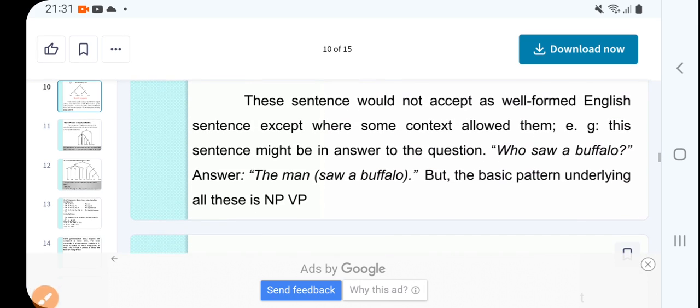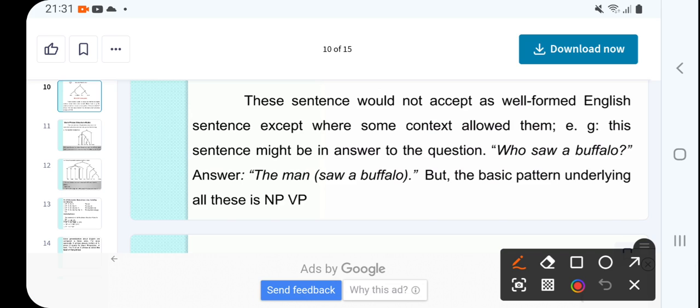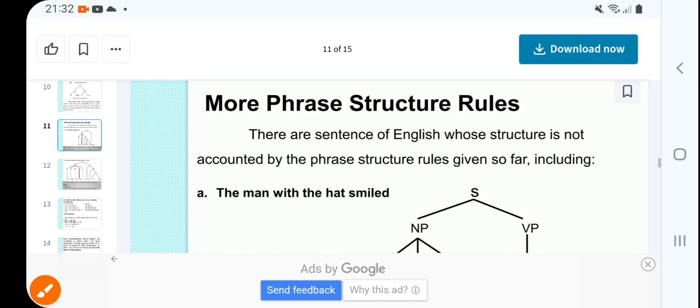Okay, now these sentences would not be accepted as well-formed English sentences except where some context allows them. For example, this might be in answer to the question who saw a buffalo. Answer: the man. But the basic pattern underlying all these is noun phrase and verb phrase. Overall, one of the rules says that in every sentence noun phrase and verb phrase must be there, right? Yes, it may be an answer to who saw a buffalo, then the answer is the man. That is just a noun phrase, but the basic pattern is that a sentence is always made with the beginning branches being noun phrase and verb phrase. Okay, now more phrase structure rules.